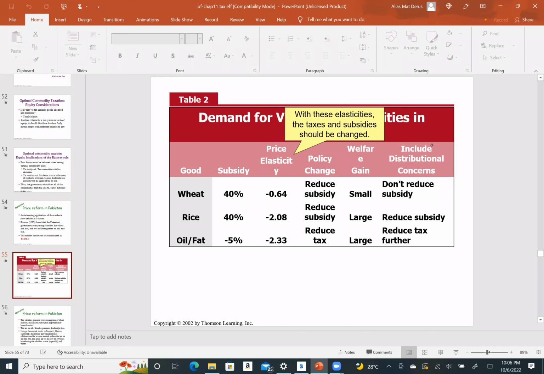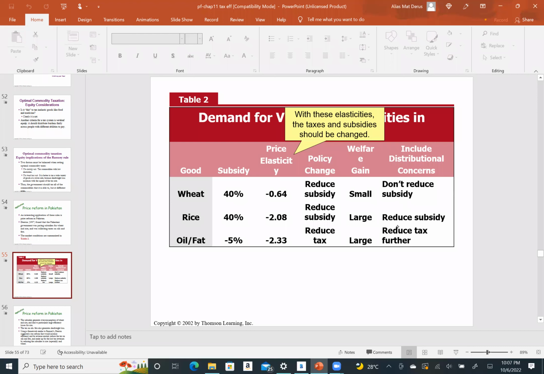But if you look at the equity concern, wheat is a staple food for Pakistan. So we don't reduce the subsidy because it's a staple food. Now, rice is not that staple. Rice may be a second or third staple food. So reduce subsidy, maybe not as much. For the fat and oil, so I can reduce that.